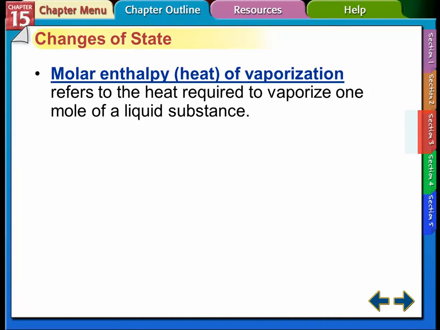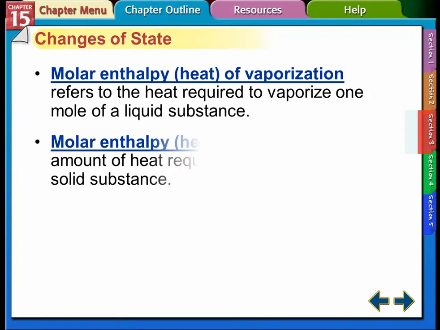Changes of state. Molar enthalpy, heat of vaporization, refers to the heat required to vaporize 1 mole of a liquid. It can also go the other way. They defined it here as changing something from a liquid to a vapor, but it's also the heat that a vapor gives up when it goes back to being a liquid. Liquid turning into vapor required heat, and vapor going back to liquid gave up heat, but we'd use that same value to calculate the heat given up or the heat needed to cause that change of state.